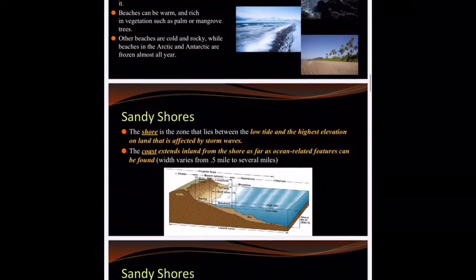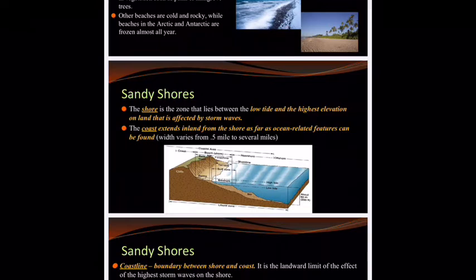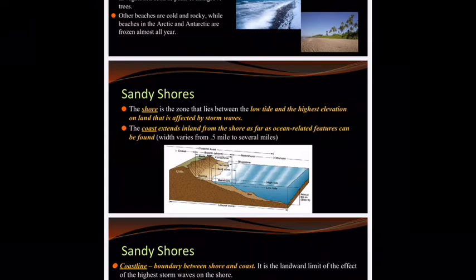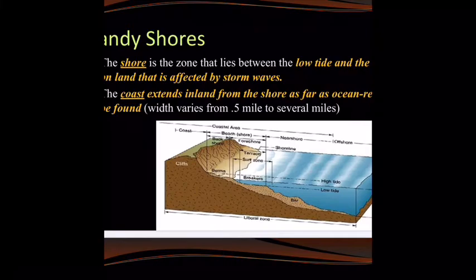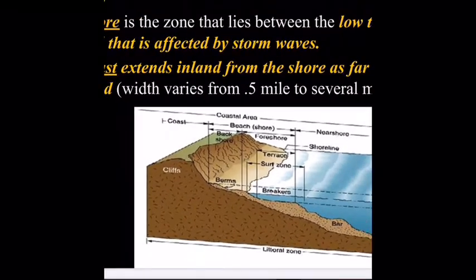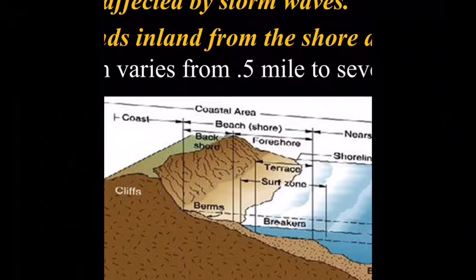So let's talk about some major types of definitions that you're going to find on a sandy shore. So, technically, the shore is the zone that lies between the low tide and the highest elevation on land that can be affected by storm waves. Okay? The coast is going to extend even further than that, as far as ocean-related features can be found, and it could be several miles. Okay? So let's look really quick right here. Coastal area. See how far the coast goes? And then where it says beach and shore, it's that whole area there between the breakers and the coast. Okay?